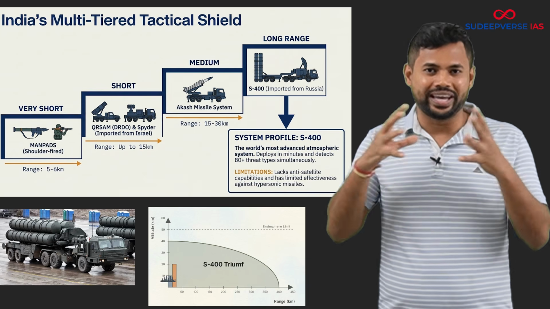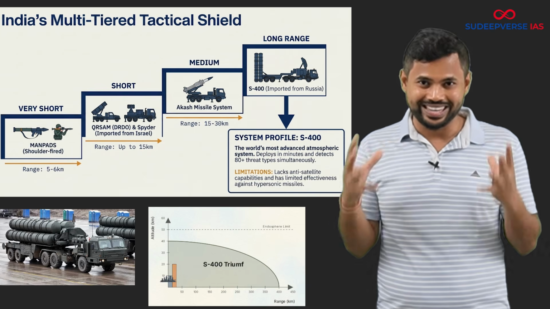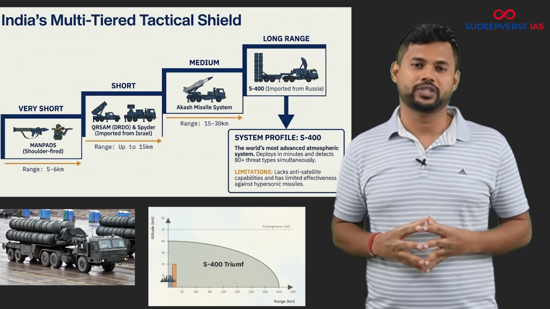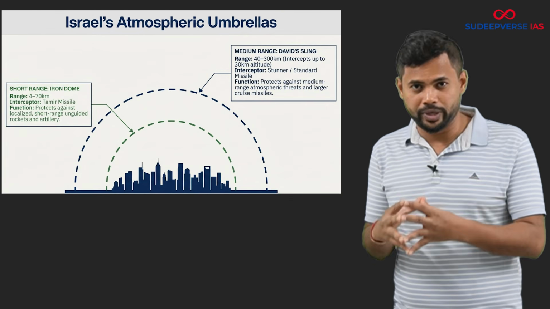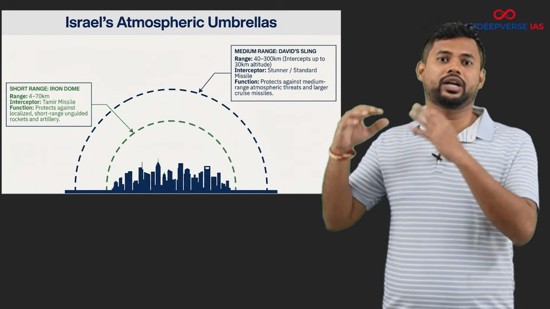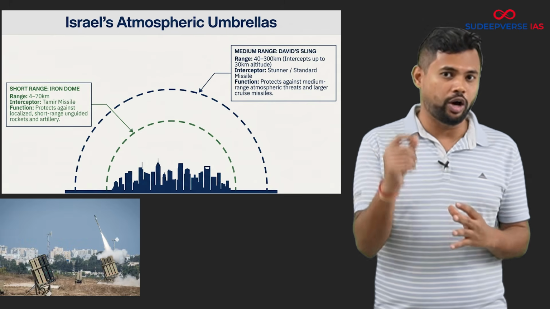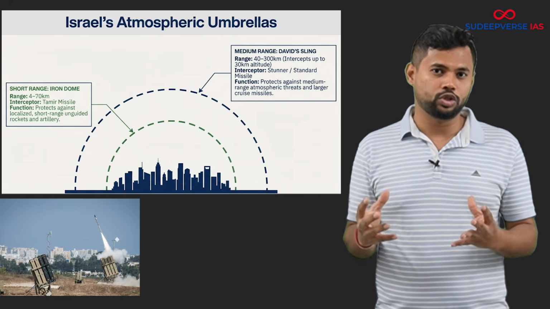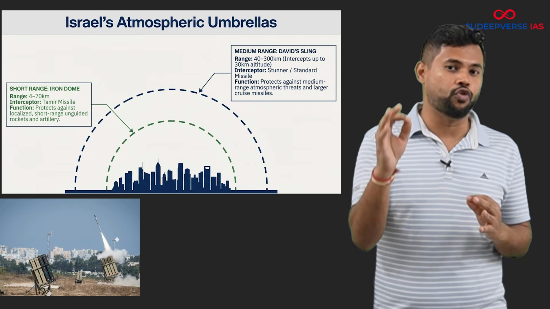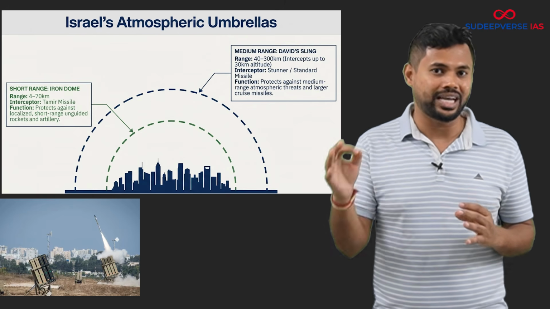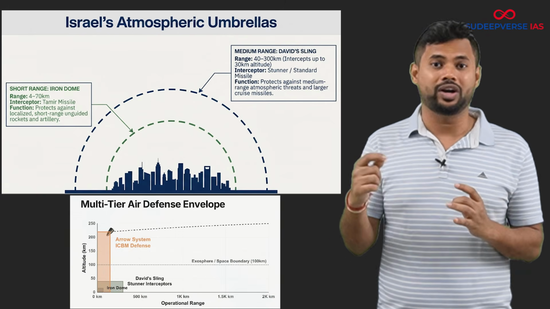So overall you understood the air defense system of India. I hope it was clear. Now let us move into the air defense system of Israel. The air defense system of Israel can also be divided into short range, medium range and long range. The short range is mainly dominated by the Iron Dome system. In the Iron Dome system, the interception happens from 4 to 70 kilometers and the interceptor missile is Tamir.